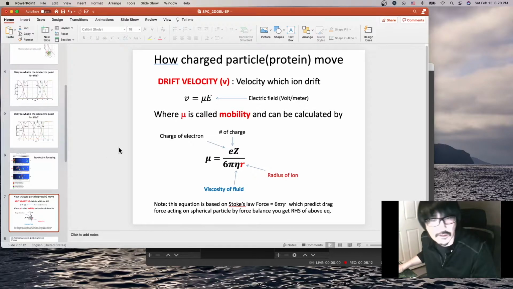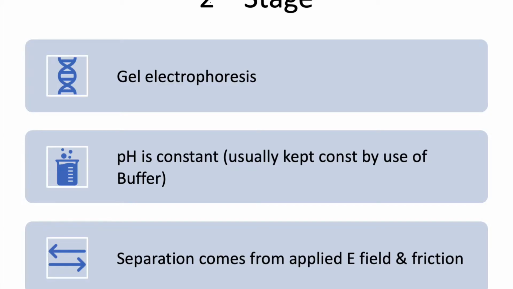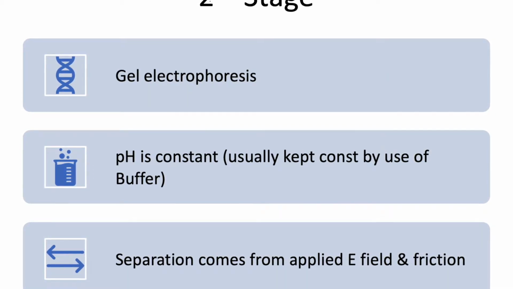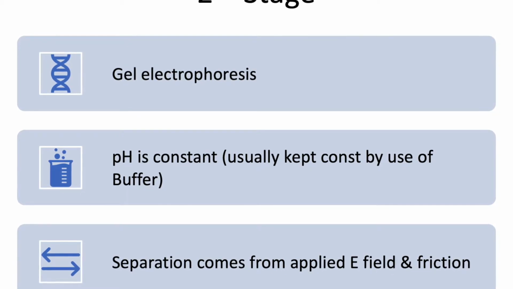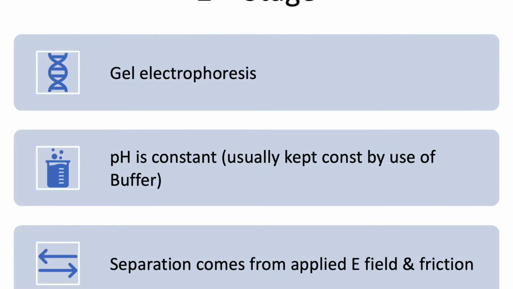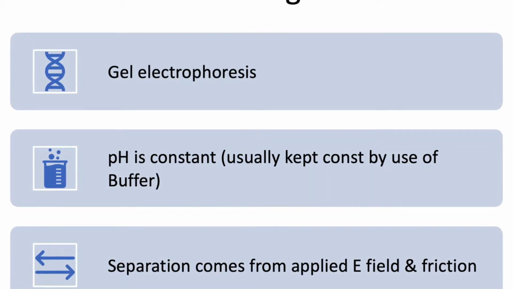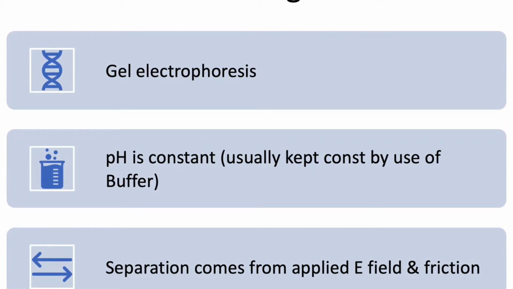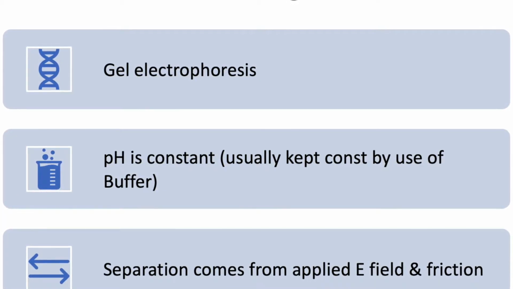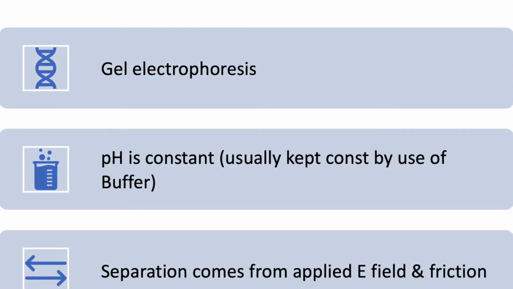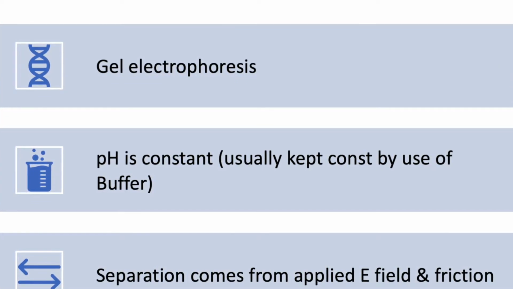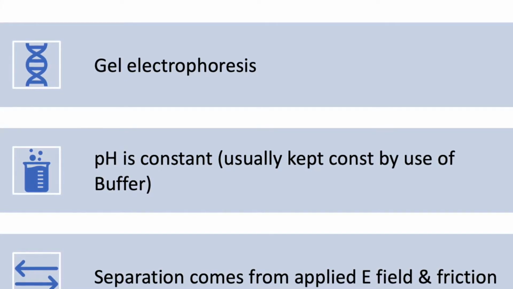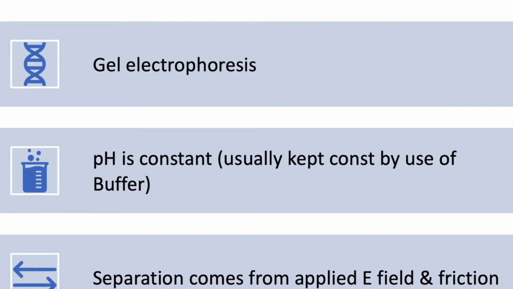Now let's move on to the second portion. The second portion is the gel electrophoresis, and at this stage the pH is constant. Usually we use a buffer to keep everything constant. In this case, it's not the pH that separates, but it's actually separating the fragments by electric field and friction coefficient.